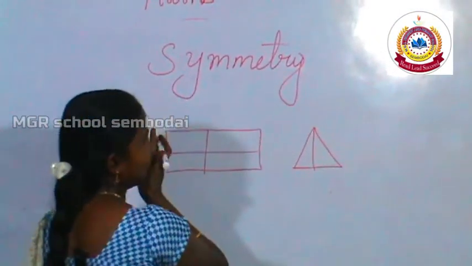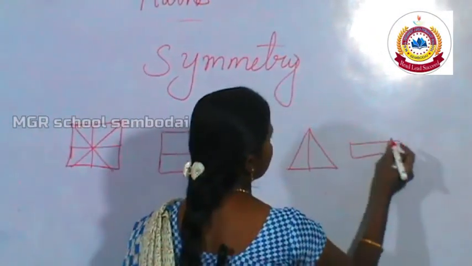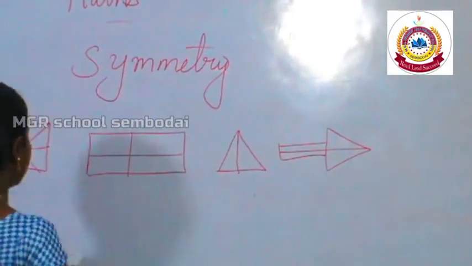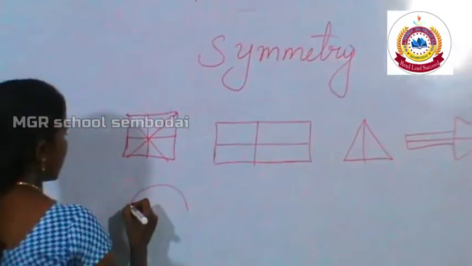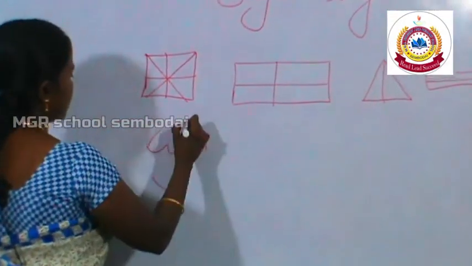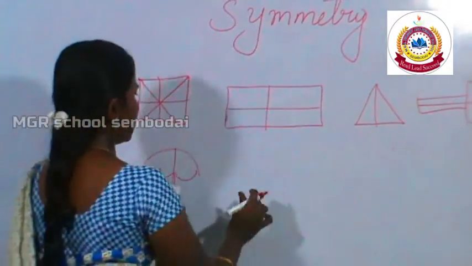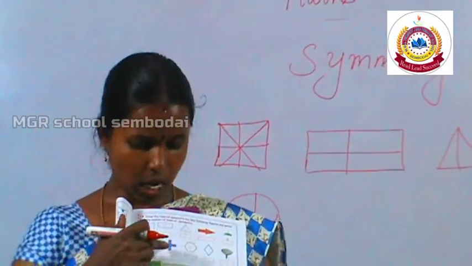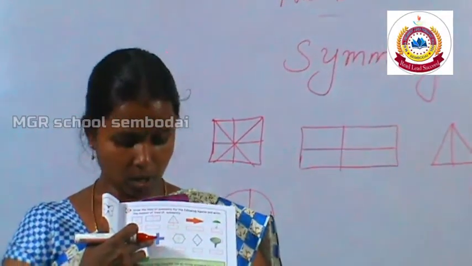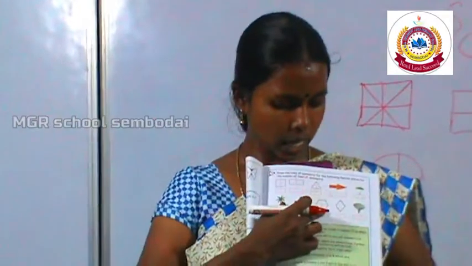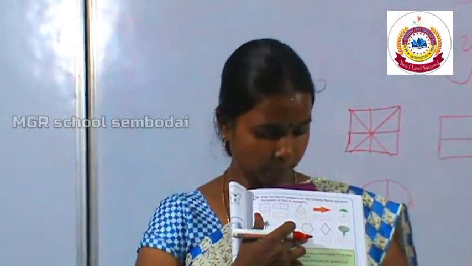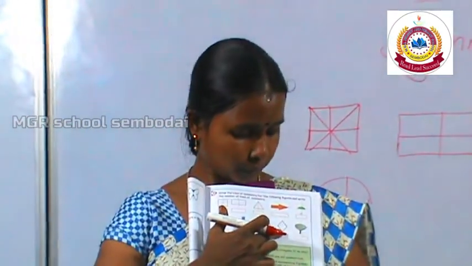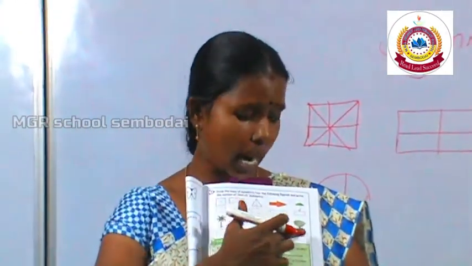1. For the arrow mark, there will be one symmetry. For the umbrella, there is one symmetry. In the same way, the coconut tree has one symmetry, and the plus sign has 4 symmetry, and the hexagon diagram has 6 symmetry, and the diamond has 2 symmetry, and the funnel has 1 symmetry.